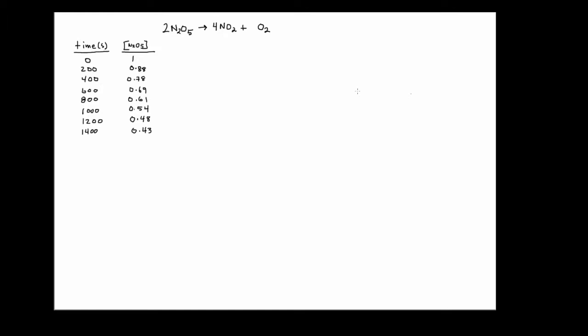What we're going to do in this video is calculate the average rates of the reactants and the products in a chemical reaction given the time versus concentration data for a reactant. On the left side of the screen, I'm showing the time and concentration data for the conversion of N2O5 into nitrogen dioxide and oxygen.